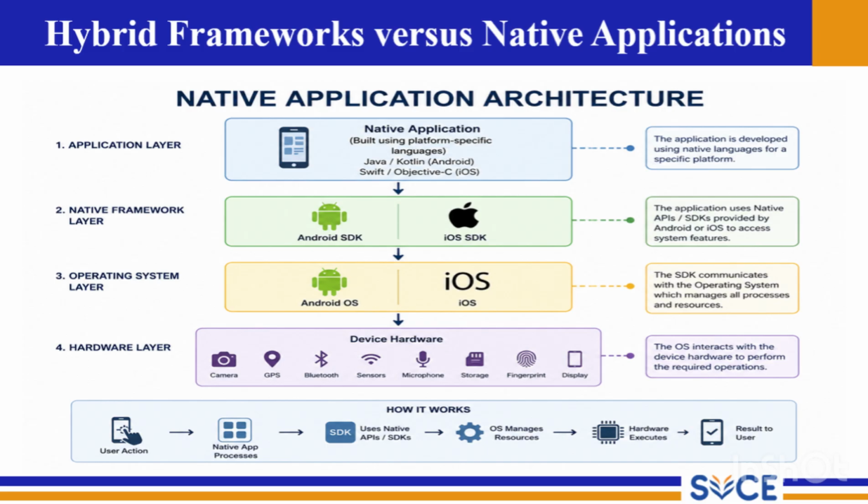Below the SDK is the operating system layer. This layer represents the Android or iOS operating system. The operating system is responsible for managing all the resources available on the mobile device. It controls memory allocation, processor usage, file management, security, multitasking, and communication with hardware devices.